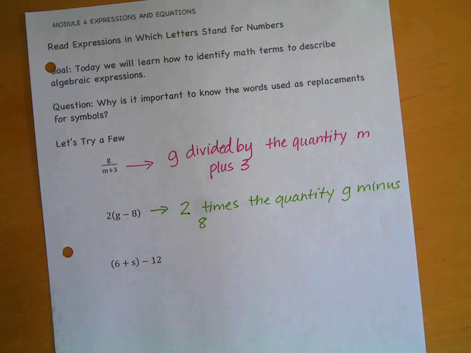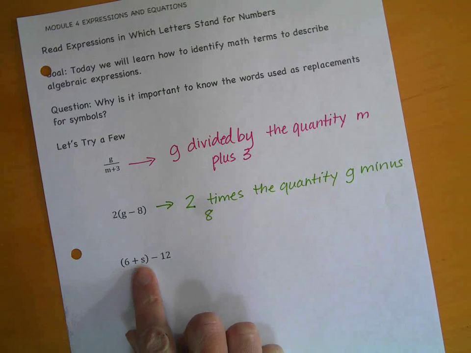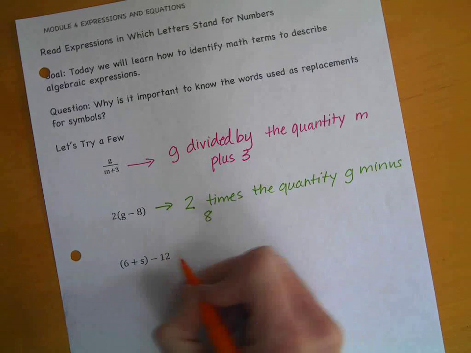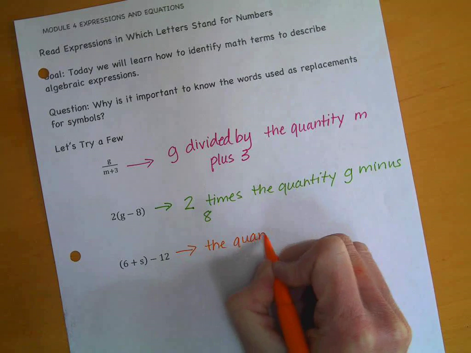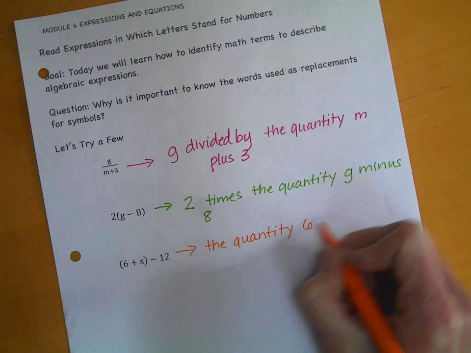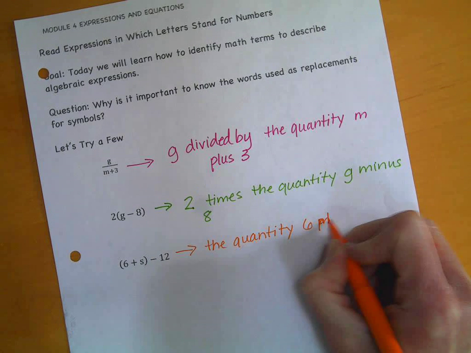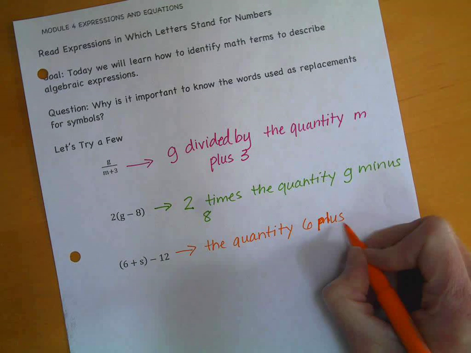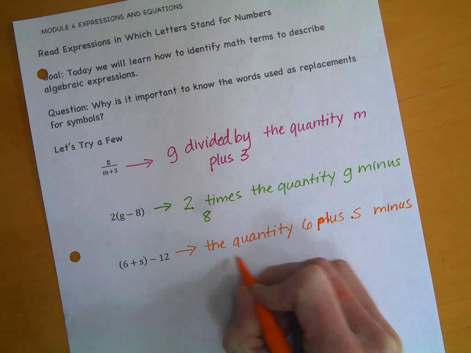All right, I have one more for you to try. It says the quantity 6 plus S minus 12. Okay, that wasn't difficult. The quantity 6 plus, I got going too fast. The quantity 6 plus S minus 12.